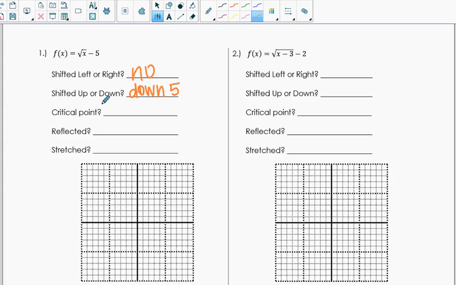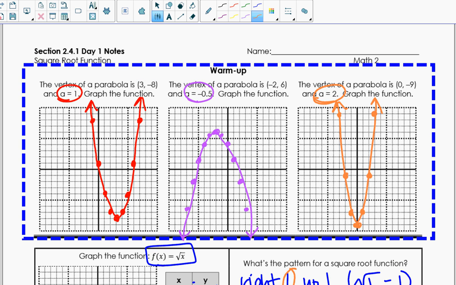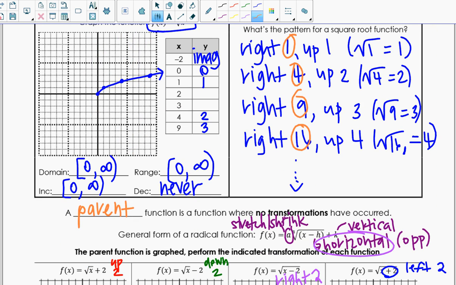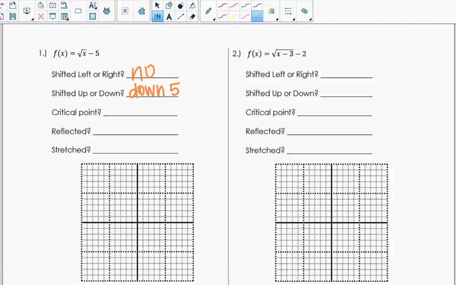Now, critical point. Let's go back to the front real quick. If you look, all of these graphs started right here at 0, 0, and then we might have moved it. So your critical point where everything is based off of is 0, 0. That's like your vertex of a quadratic. Everything was based off of your vertex in a quadratic. So here, my critical point was at 0, 0, but I'm moving it down 5, which means my critical point is now at 0, negative 5. It has not been reflected because we don't have a negative a value. It has not been stretched. Okay. So I'm normally at 0, 0. I'm going to go down 5 and start there.